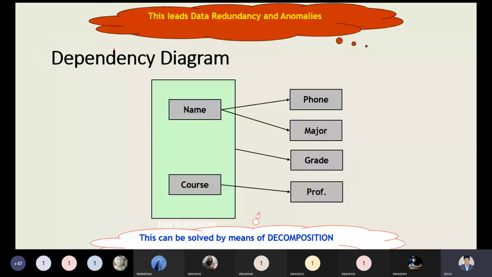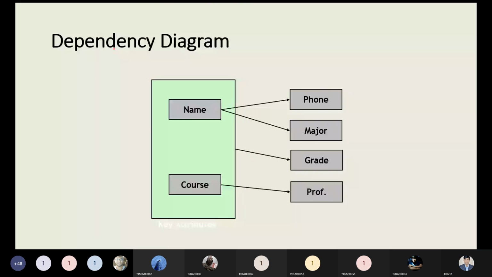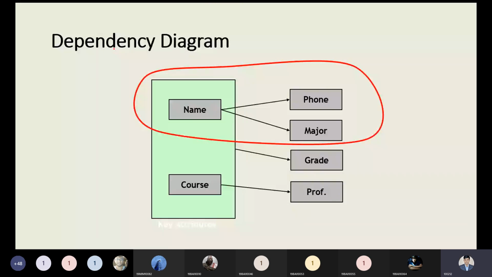Now we will try to decompose our relation into different parts. Let us understand this concept through the decomposition process, and we have seen what is meant by decomposition. From the student relation we can decompose our relation into three different relations or tables. First we can identify name, phone and major, because phone and major attributes depend on the name. So this can be one relation. Can you agree with me? Yes, sir, we can. Because it is found over here, phone and major depend on the name. Grade depends on the name and course, and professor depends on the course.